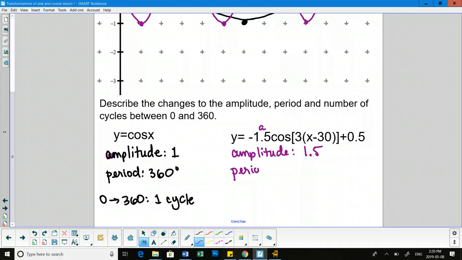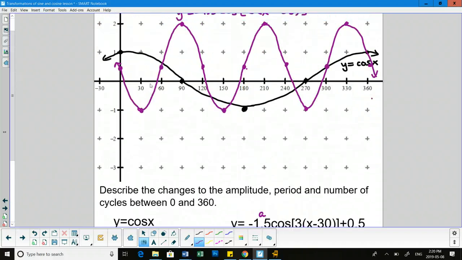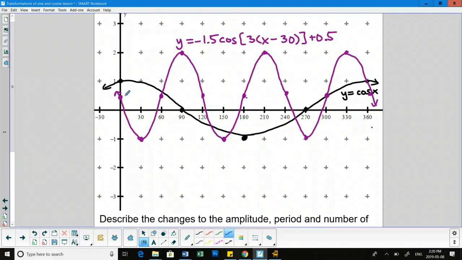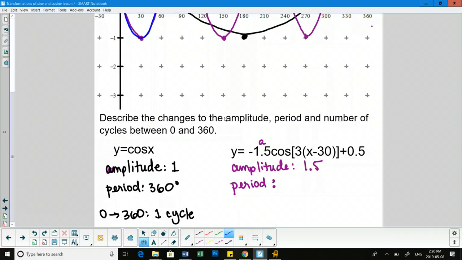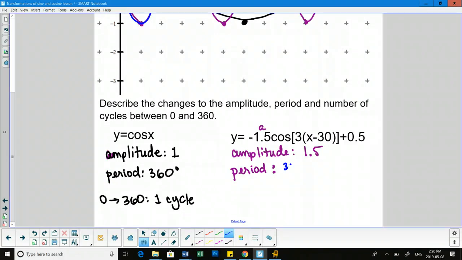How has the period changed? How long is one cycle? 120. Ooh, I have 150 and 120. So this is one cycle right here. It goes from 0. That's one full cycle. That takes 120 degrees. Or you can also calculate it doing 360 over 3. That was my mental math. Very good.